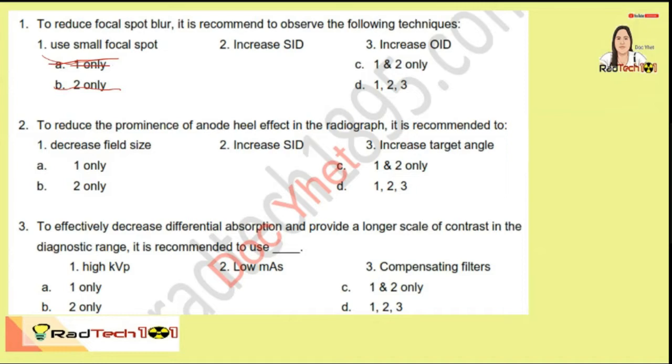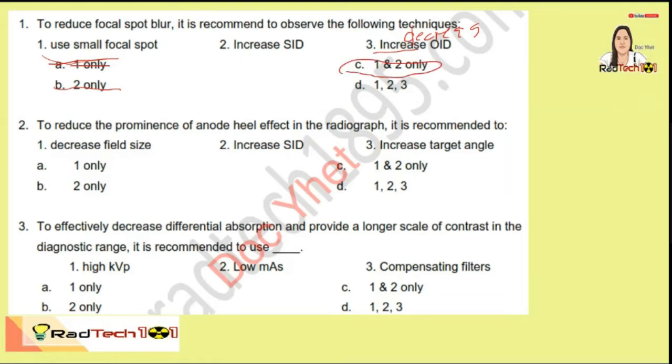So how about increase OID? So ang ating sabi is dapat the patient or the object must be closer to the image receptor as much as possible. So, dapat mas malapit yung ating patient sa ating IR para maiwasan din ang ating magnification. So, this is false. Dapat kasi decrease. So, ibig sabihin yung correct answer is 1 and 2 only.